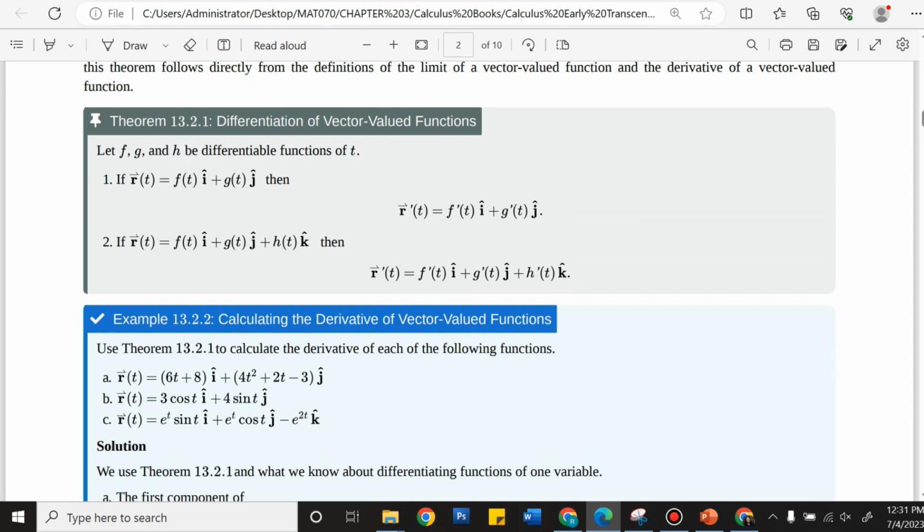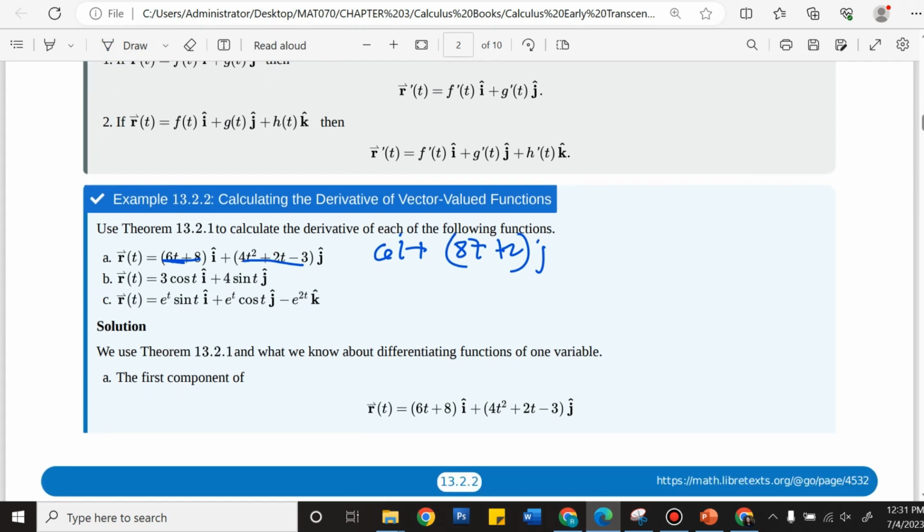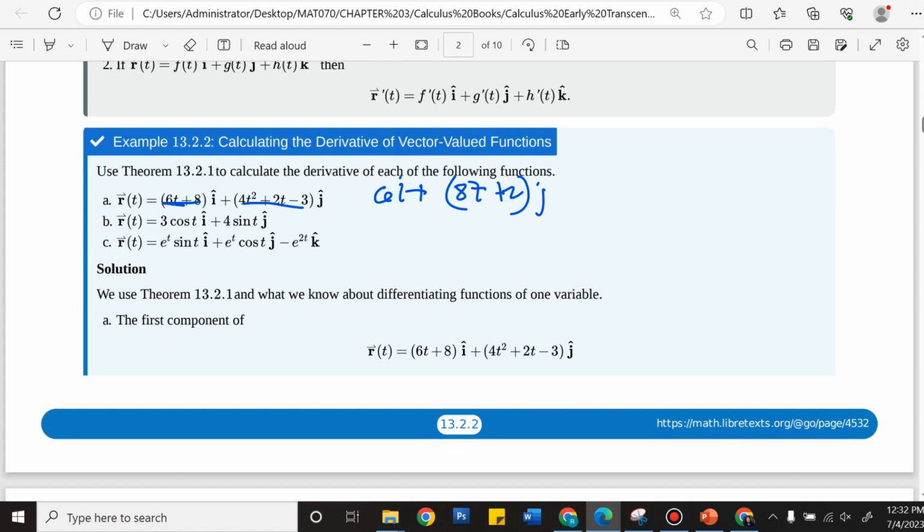Now, let's have one more example. This letter A. Start with this. The derivative of this is 6i. The derivative of this is 8t plus 2j. If you have i, j, k, it is a similar process, similar idea. Three lang. But take note, class, you cannot add these two right away. You might add the component of i and the component of j. You cannot do that. Okay? Separate na sila.